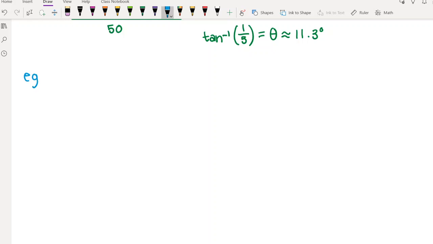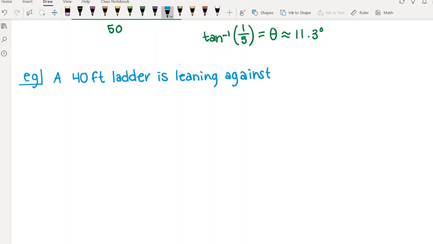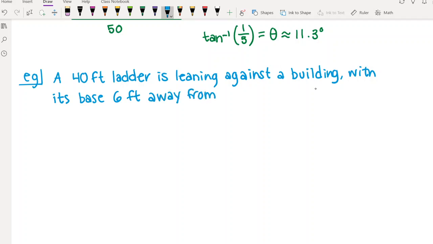All right, so let's do an example that is going to be a word problem. A 40-foot ladder is leaning against a building and its base is 6 feet away from the bottom of the building.